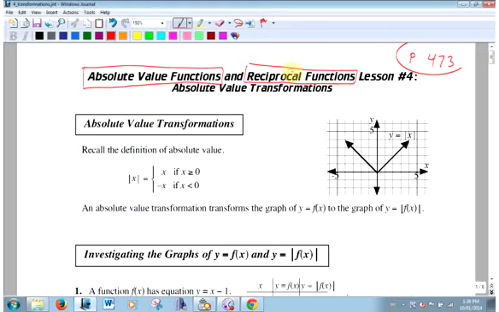Okay? Graphically, what does absolute value mean?